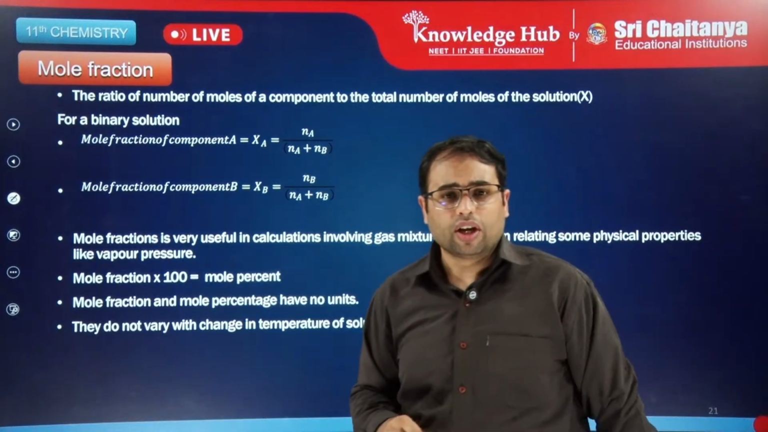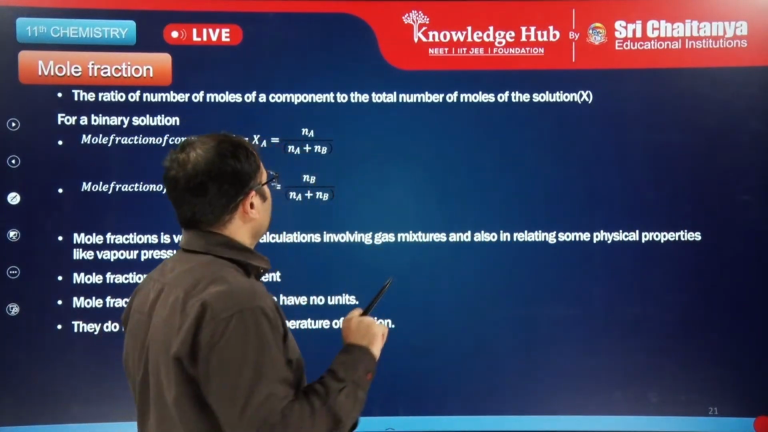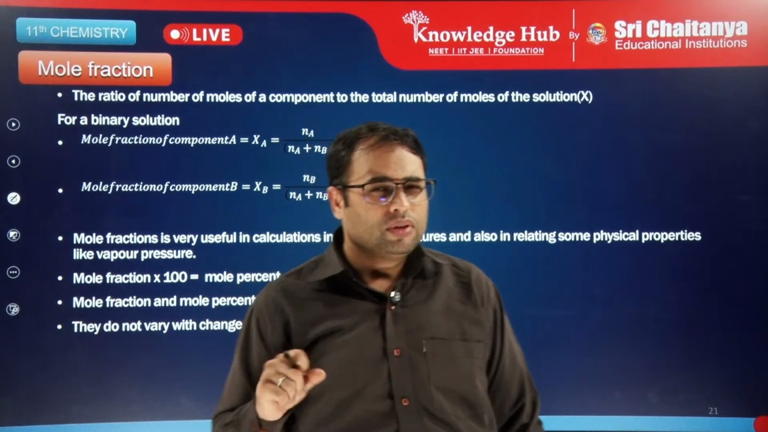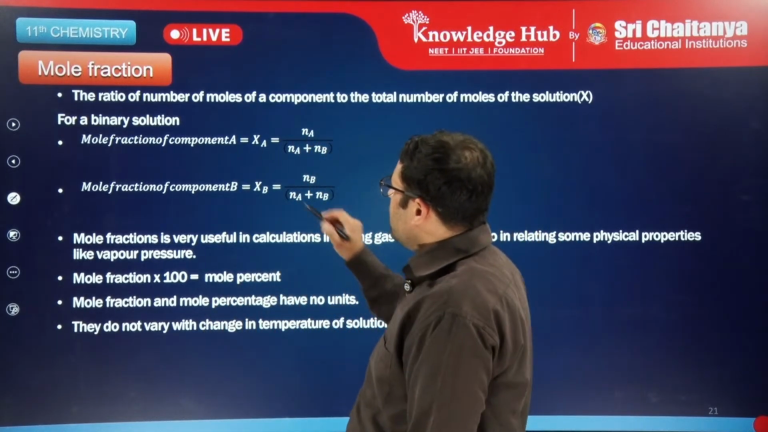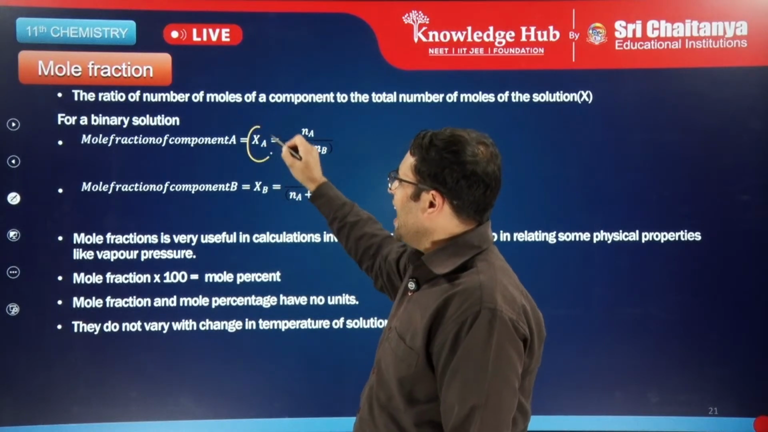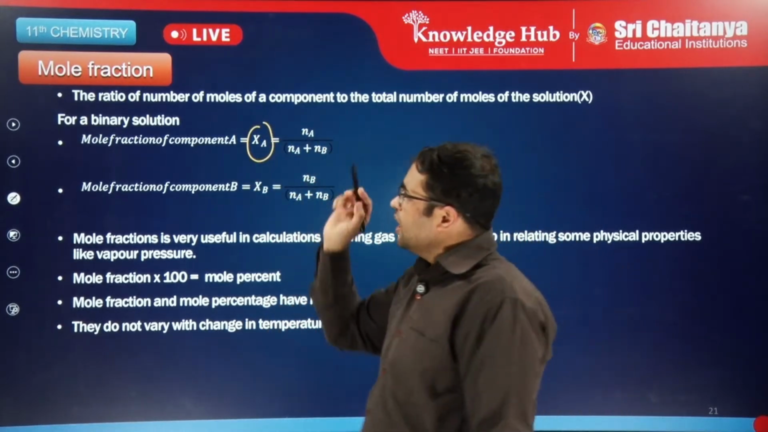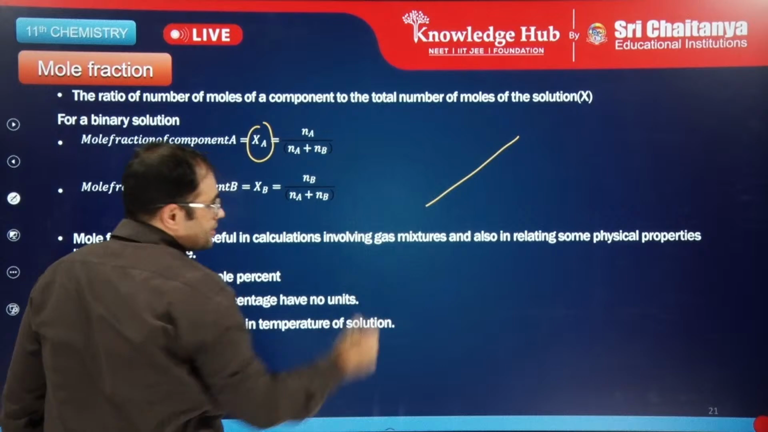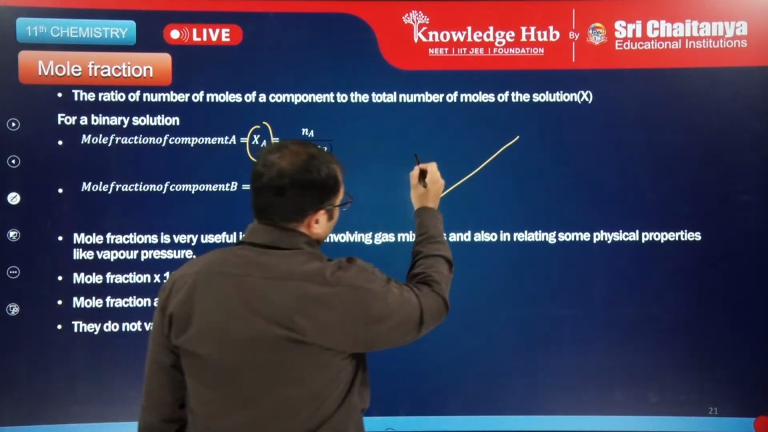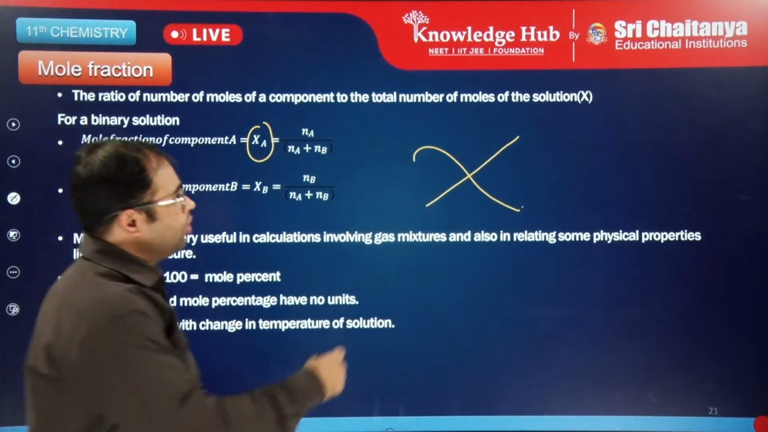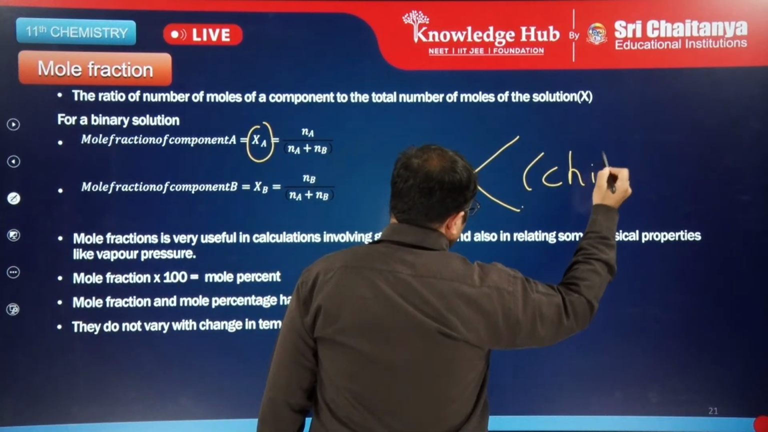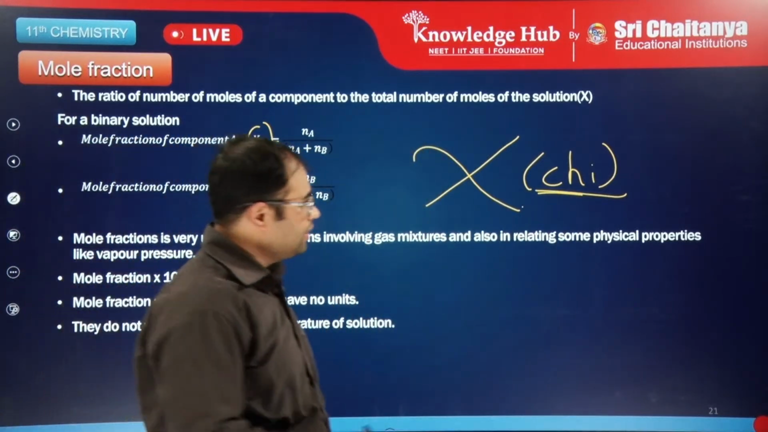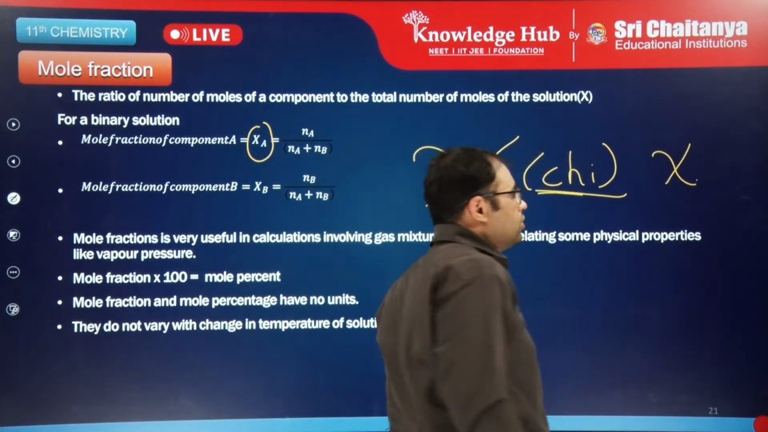Now, another concentration term called mole fraction. Yes, it is a fraction. What fraction? Let us see. This looks like x, but it is not x. The term used for mole fraction is, you draw a straight line like this, and then you do it like this. This is called chi, C-H-I, chi. This is the term used for mole fraction. It is not an x.